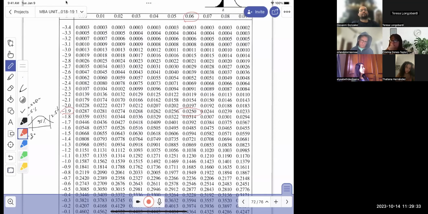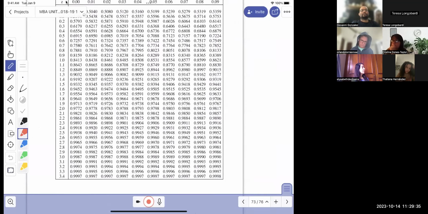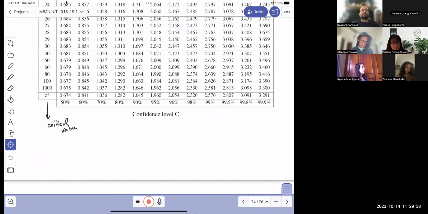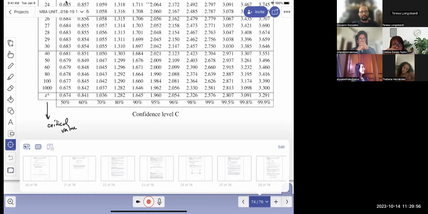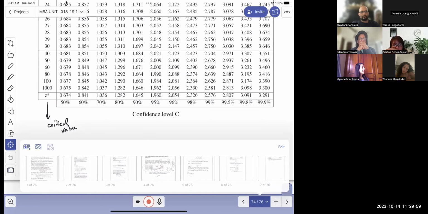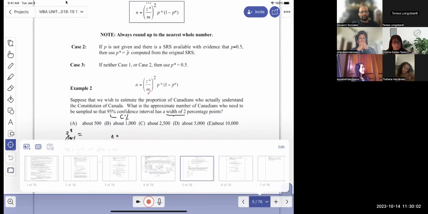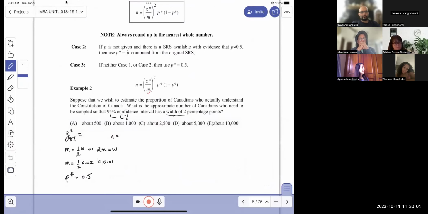Okay, so that's how you would do it with the Z table, but you can do it here with the T table at the bottom, because the larger the sample size, the closer the T distribution gets to the standard normal or Z distribution. So that's why we have this row here. So this is 1.96. So I've done it both ways to teach you. So 1.96 is my C. And now I can put it all in the formula.